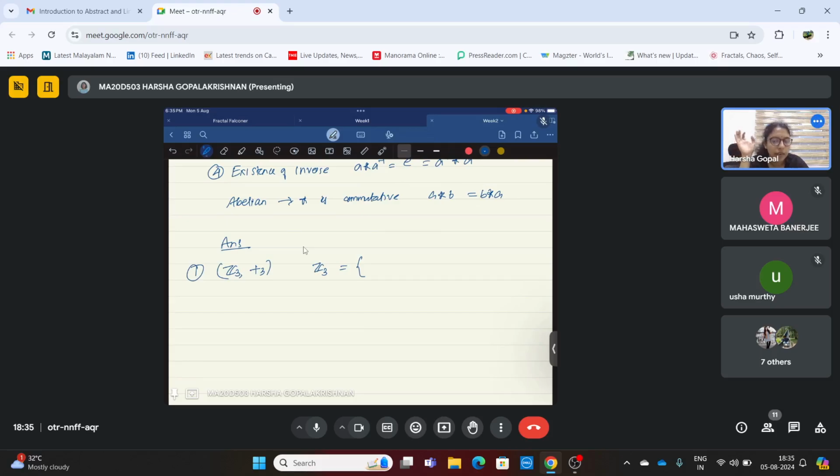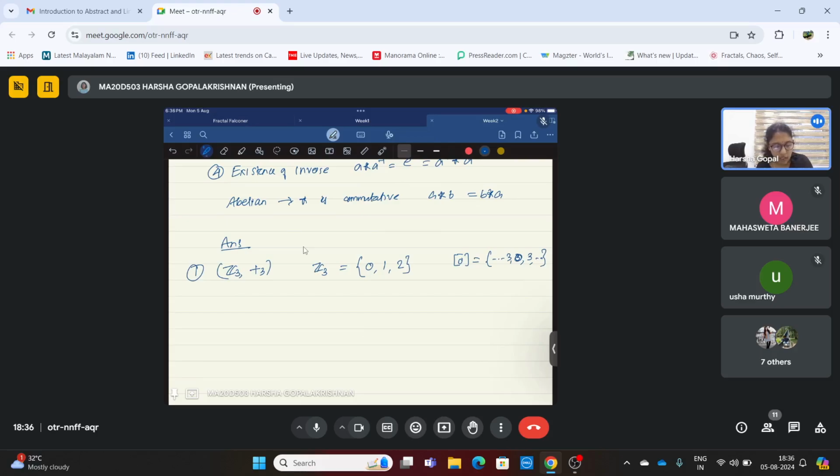That means if I am dividing all the integers by 3, what are all the possible remainders I can get? Either it can be a multiple of 3, or I will get remainder 1, or remainder 2. So possible remainders are 0, 1, 2. These are the equivalence classes of that operation. For example, in class 0, all elements like minus 3, 0, 3, because dividing all these elements of class 0, I am getting the remainder 0.